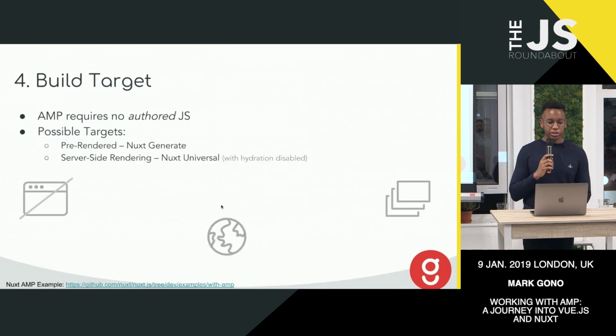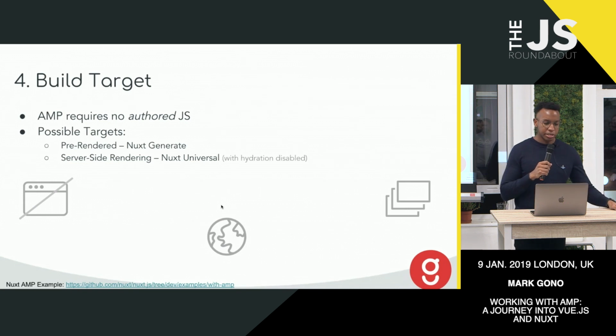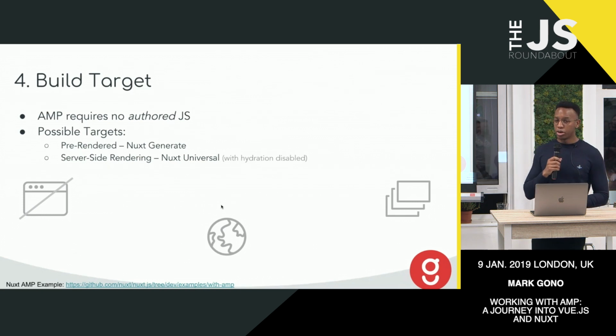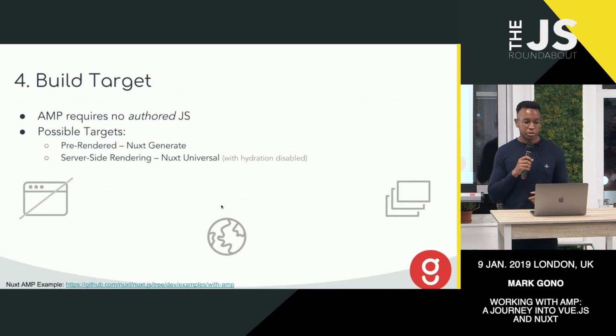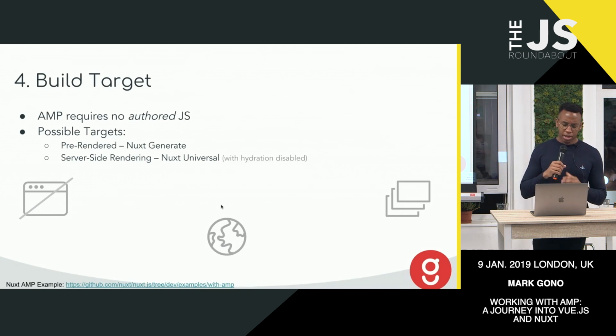The last thing that we need to do to create an AMP Nuxt application is to denote a build target. So because AMP requires no authored JS, that essentially rules out client-side JavaScript. So our possible targets are pre-rendered using the Nuxt generate command and server-side rendering using Nuxt universal. All we need to do in that case is disable hydration.